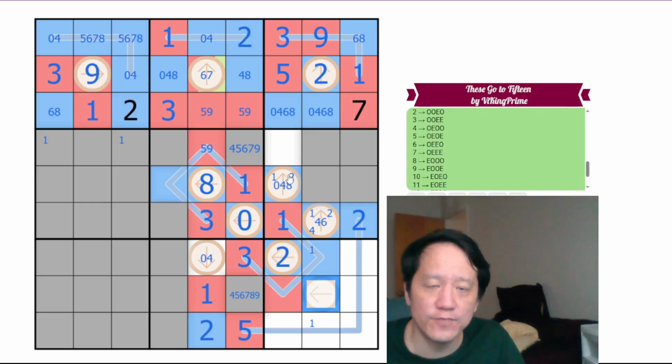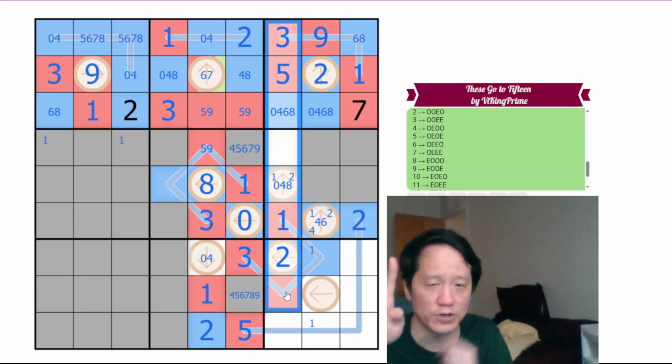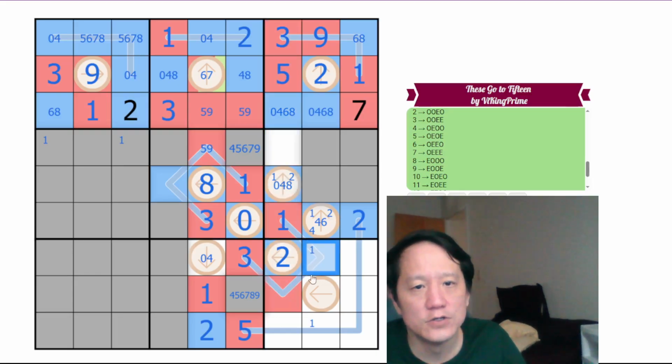Column 7 has 4 odds and an even. Sorry, 4 odds, which means it has to be 5 odds and 4 evens. It can't be 6 evens and 3 odds. So it could be Schrodinger here. We don't know.